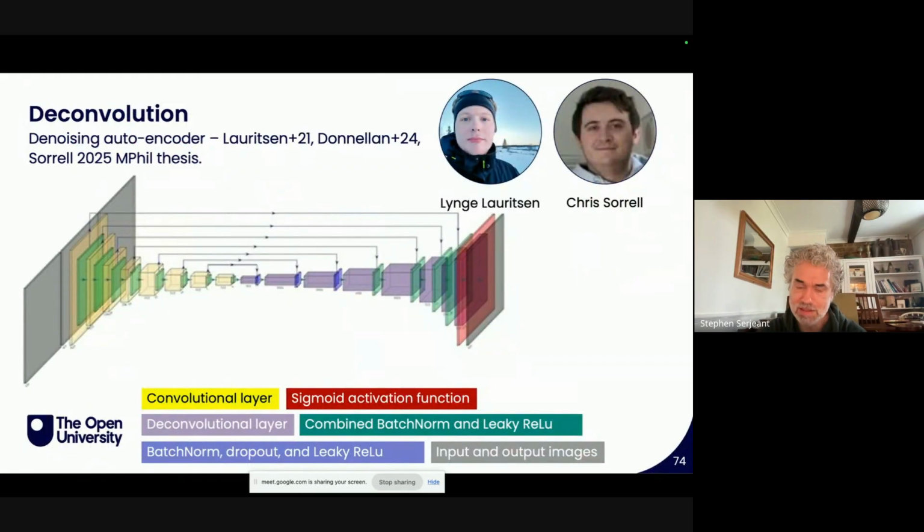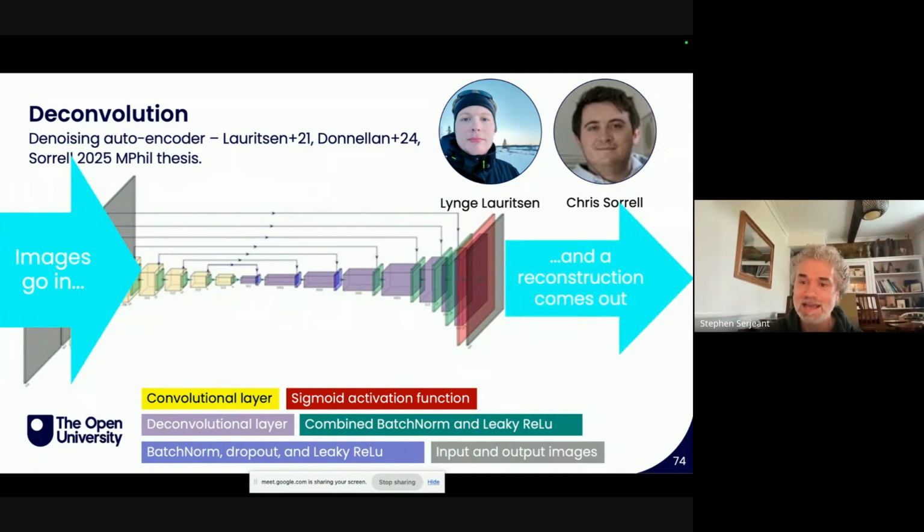The trouble is that these infrared millimeter wave images are very blurry because the angular resolution of a telescope is 1.22 lambda over d, and you make lambda very, very big. You've got to make d very big to compensate, but it's very hard to do that. So our grad students Lunga Lauritsen, who's now Dr. Lauritsen, and Chris Sorrell have been working on de-blurring, deconvolving these images using machine learning technology called denoising autoencoder. Again, this is the architecture that if you know what these things are, that's marvelous. If you don't, I don't really have time to explain it. The idea is the images go in and a reconstruction comes out.